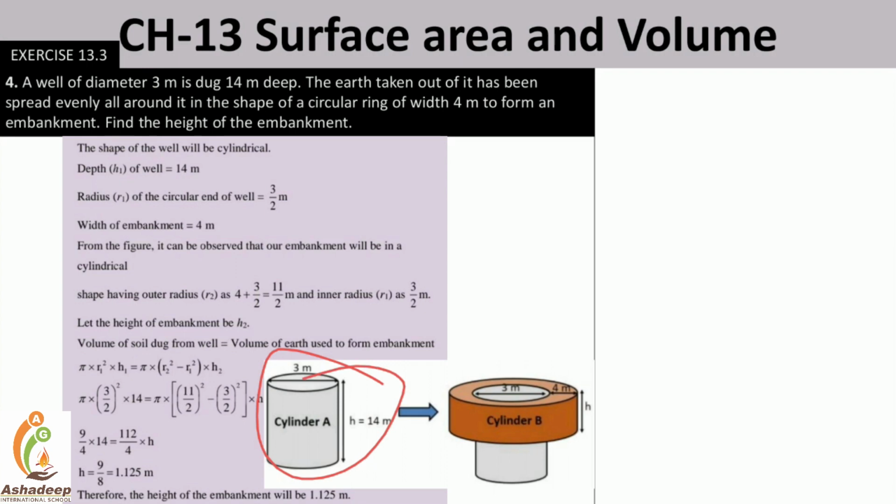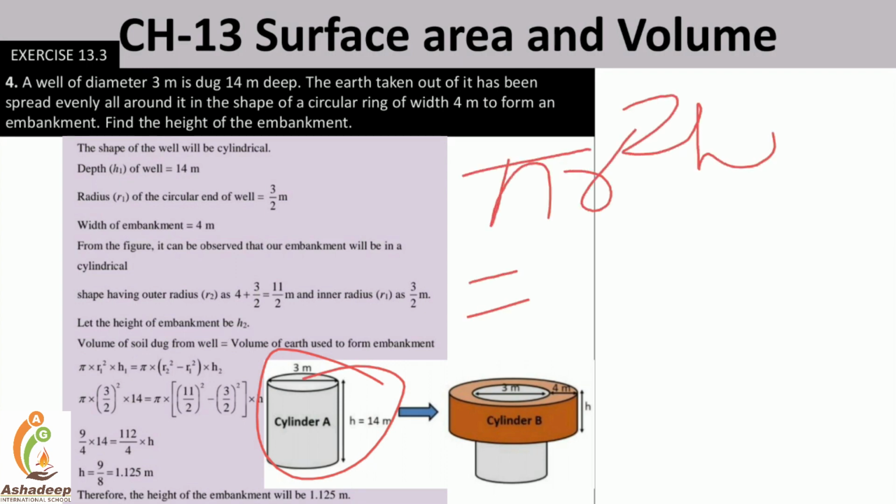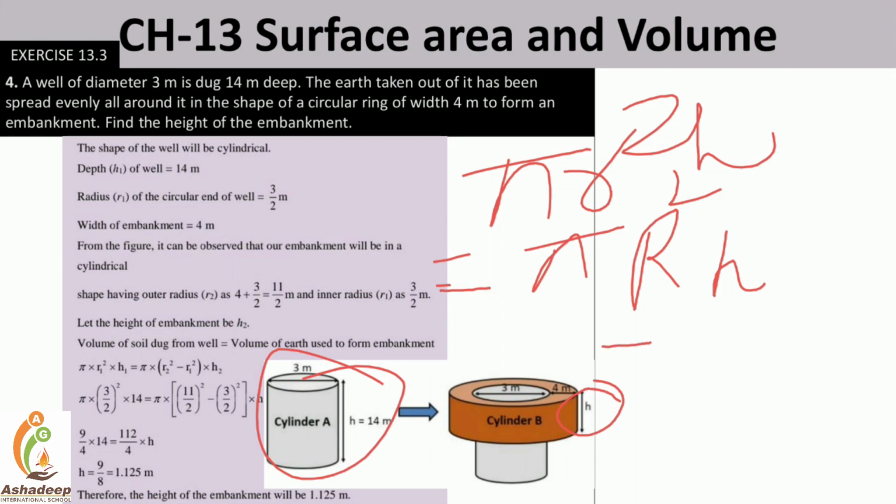So first of all, the volume of this is pi r square h. What about the volume of this orange part? That we need to take care of. Now we need to subtract the bigger volume and the smaller volume. So what about the bigger volume? The capital R square h, where h is nothing but the small h, minus pi small r square h.